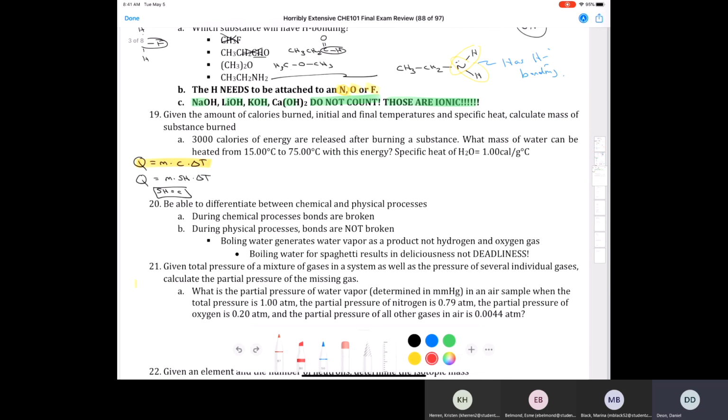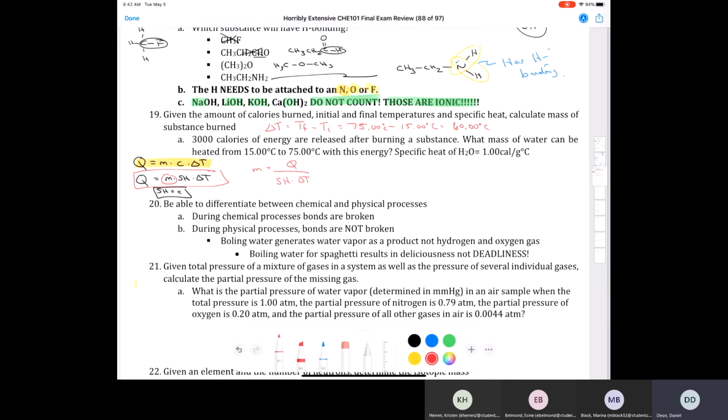Let's use this one, and we're going to rearrange and solve for mass. So mass is going to be equal to Q divided by specific heat times delta T. Remember that delta T, I'll write the formula up here. Delta T is equal to the final temperature, subtract the initial temperature. And they're telling us that it goes from 15 to 75 degrees Celsius. So it's going to be 75.00 degrees Celsius, subtract 15.00 degrees Celsius. So that equals 60.00 degrees Celsius.